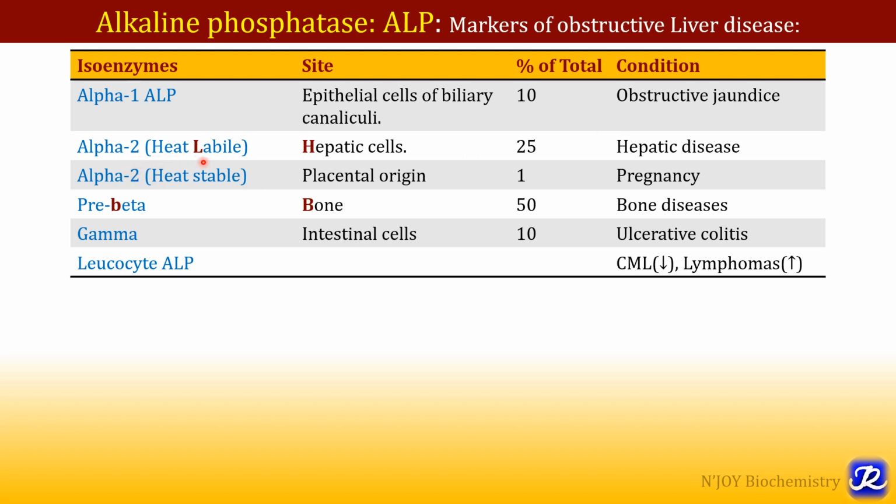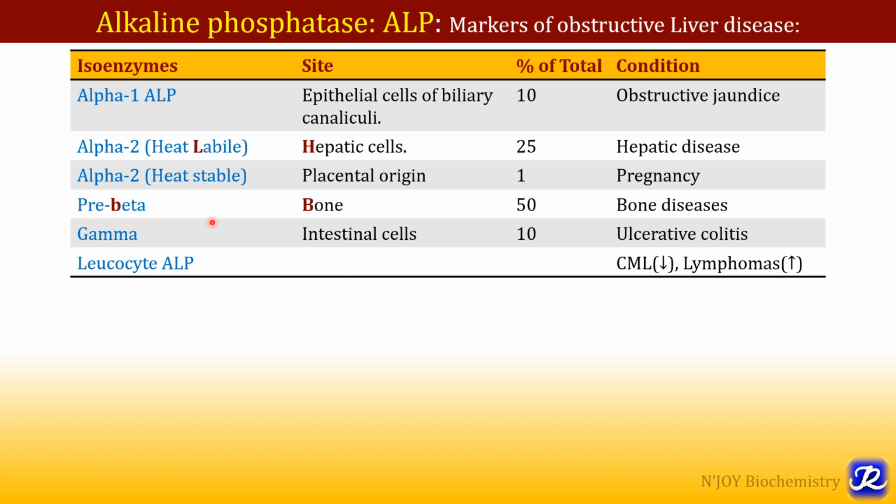Alpha-2 is heat labile, L for liver. So labile is present in the hepatic cell. Heat labile alpha-2 is present in the hepatic cell. So in case of hepatic diseases, this alpha-2 fraction will be increased. That's why it should be noted that alkaline phosphatase is increased in both hepatic diseases as well as obstructive jaundice. Alpha-2 heat stable is of placental origin, and it is increased in pregnancy.